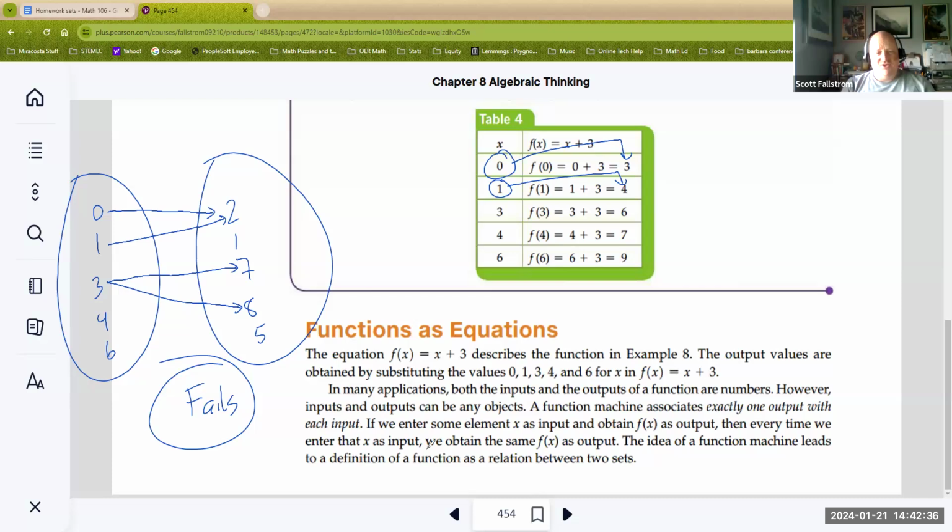Okay? Each individual input has to map to exactly one output. They don't have to map to a different output. They could all map to the same output, but it has to map to exactly one. Okay. That's the definition of a function.